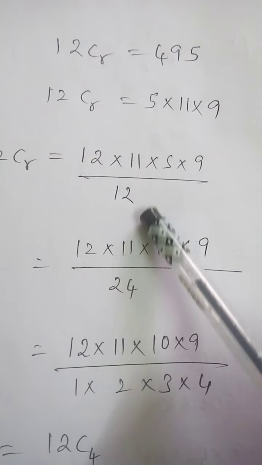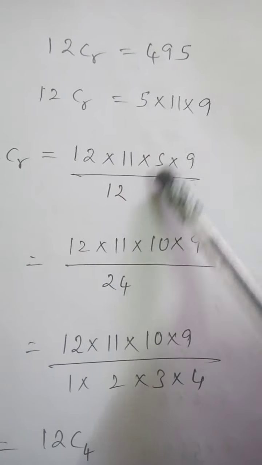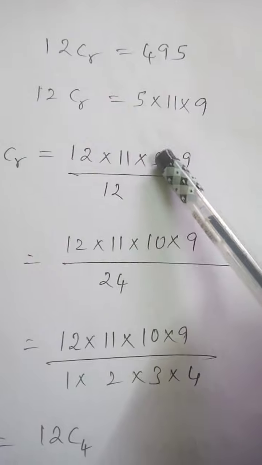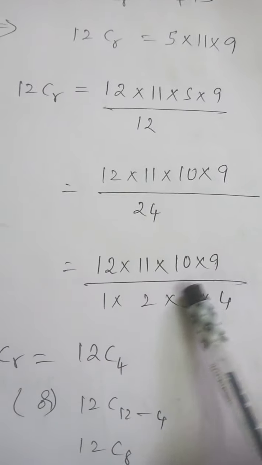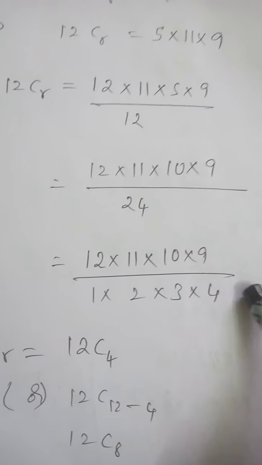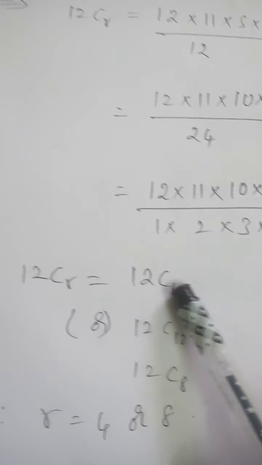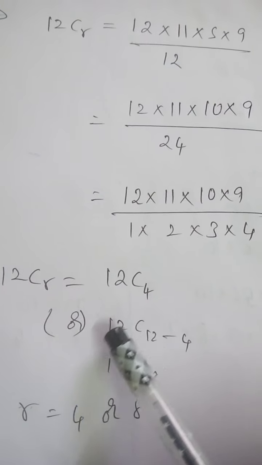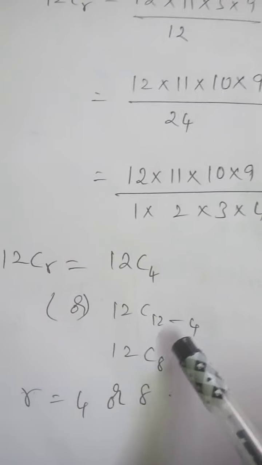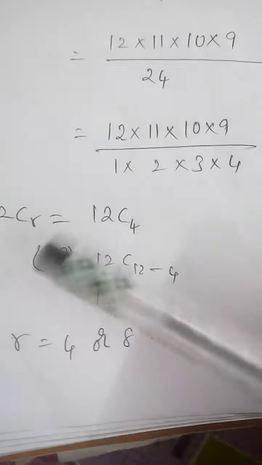So here again I will multiply and divide by 2. So 12 into 11 into 10 into 9 by 24, which is 12 into 11 into 10 into 9 by 1 into 2 into 3 into 4. This is the formula of 12C4. So 12CR is equal to 12C4. 12C4 can also be written as 12C(12 minus 4), that is 12C8. So R is equal to 4 or 8.